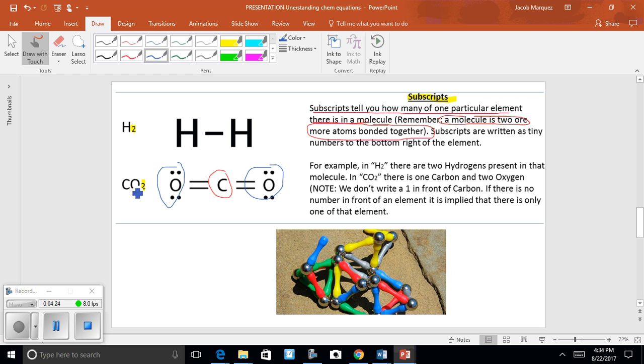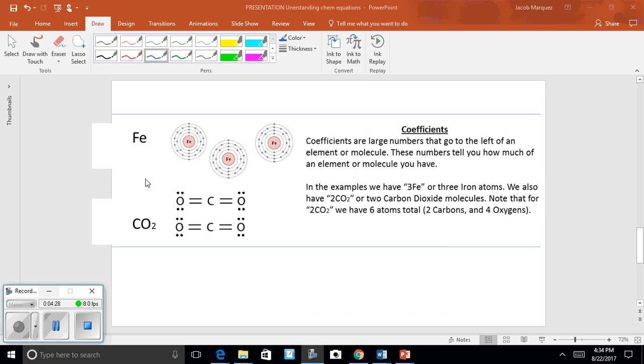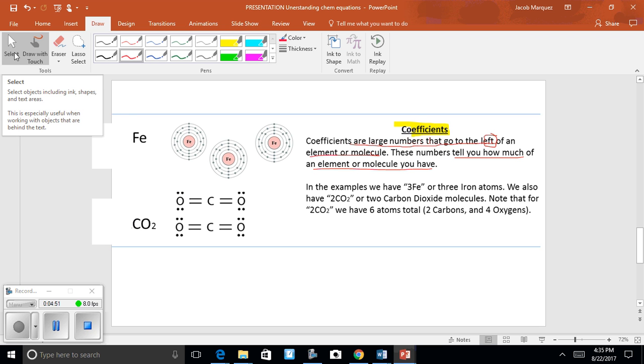2 oxygens, 1 carbon, 2 hydrogens. Okay, now without confusing you too much, coefficients are going to be the large numbers that go to the left of an element or molecule, and they tell you how much of an element or molecule you have. And we're going to see right now how to distinguish between these two.